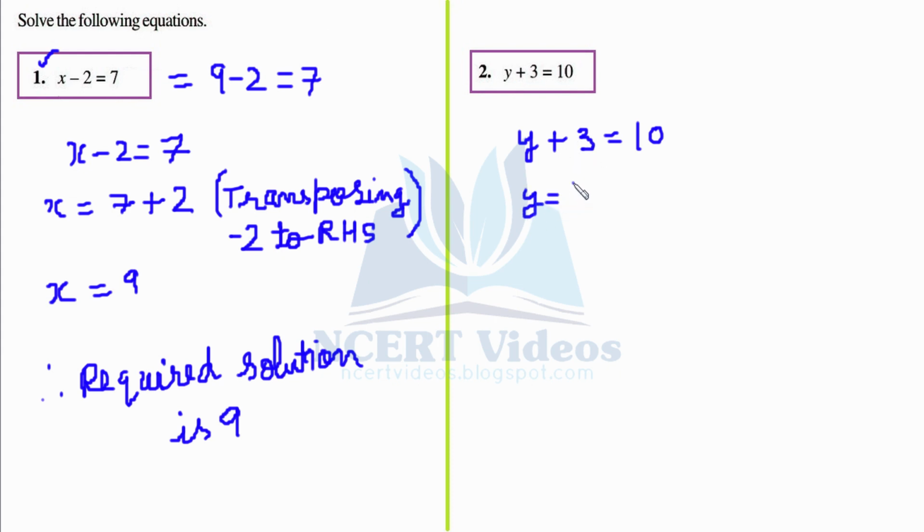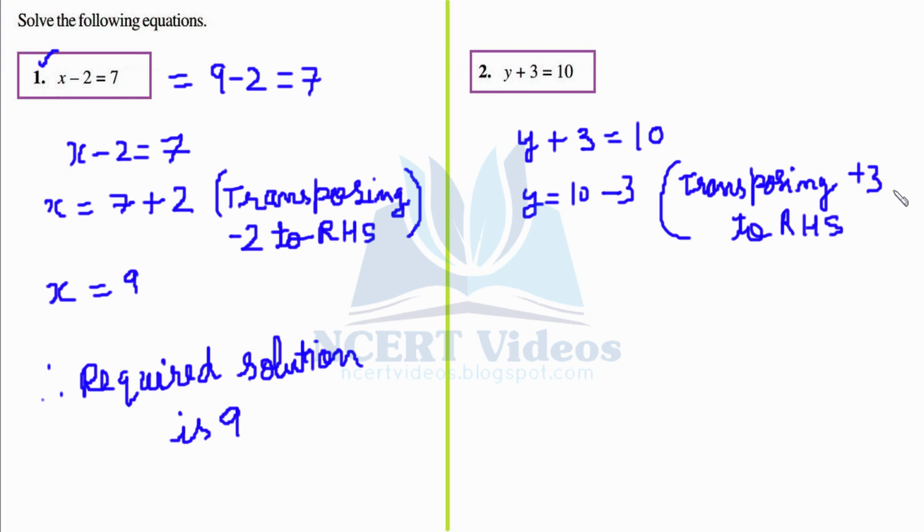y equals 10 minus 3, and the reason is again the same: transposing positive 3 to the right hand side. This is our reason. So when you solve it, y equals 7, and again when you check it, 7 plus 3 gives you 10. So that is your second.